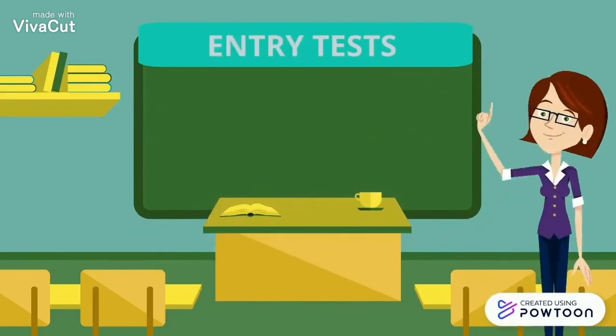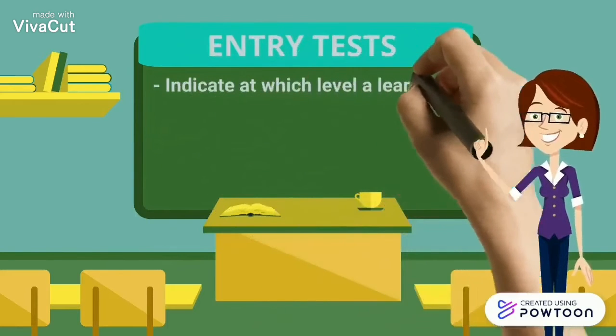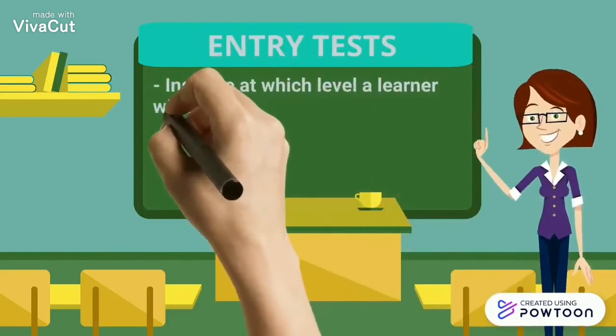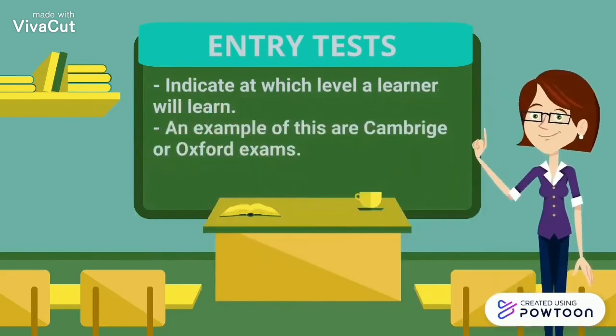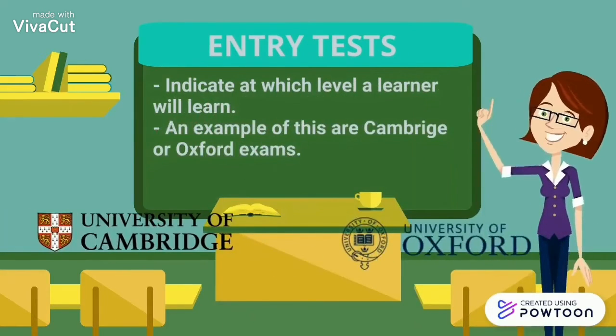Entry or placement tests. These tests indicate at which level a learner will learn. These aim to produce homogeneous groups where the learning levels are equivalent, for example, the Cambridge or Oxford.